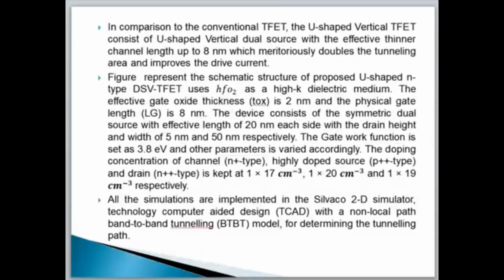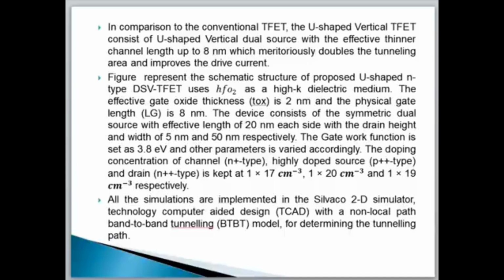In comparison to the conventional TFET, the U-shaped vertical TFET consists of a U-shaped vertical dual source with an effective thinner channel length of up to 8 nanometer, which meritoriously doubles the tunneling area and improves the drive current. In the proposed structure, the channel length is 8 nanometer. It will increase the tunneling efficiency of the device so that the device on current improves a lot.